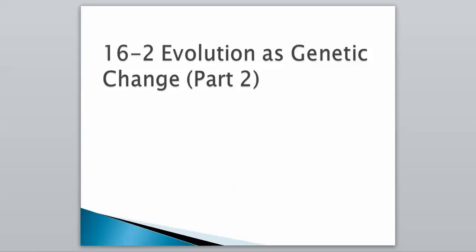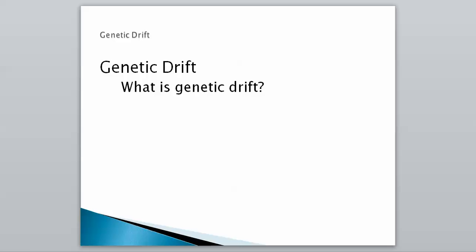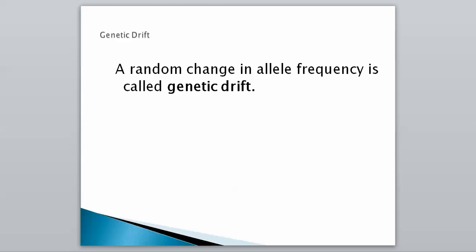So we're going to jump right in with how evolution relates to our genetics and a phenomenon that is known as genetic drift. So how does this lead to evolution? Genetic drift is defined as simply a random change in our allele frequency. All it is is that somehow, some way, the number of alleles randomly changes inside of a population.